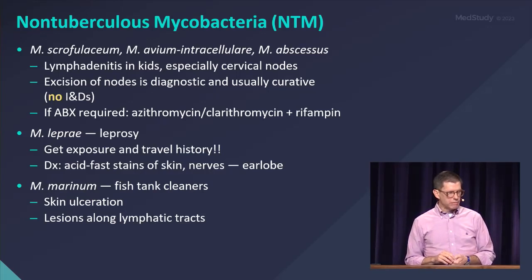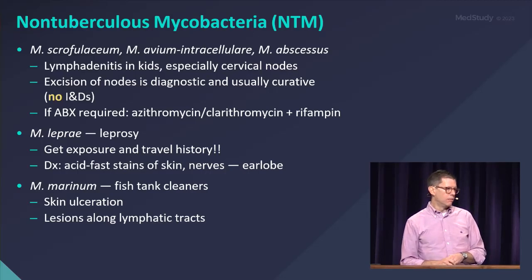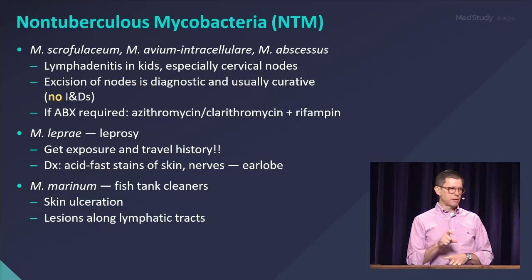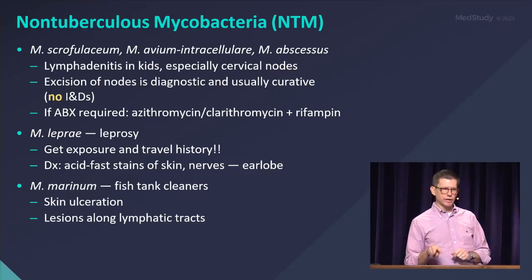And then Mycobacterium marinum, they're going to give you a clue that these are cleaners of fish tanks. There's going to be skin ulcerations that go along the lymphatic tracts. We'll talk about something else that does something similar later on. It's going to be sporotrichosis. And so think about Mycobacterium marinum and sporotrichosis presenting similarly, but the board will give you an epidemiologic clue as to which one it is for the most part.